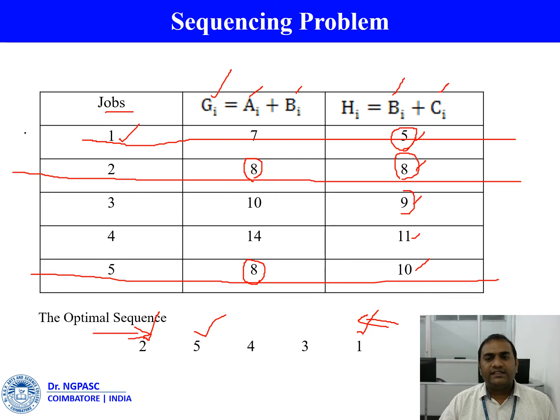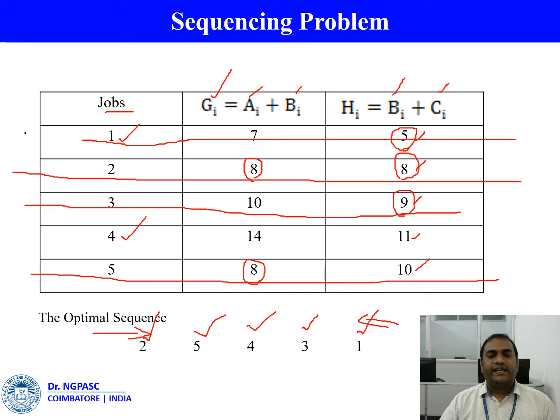Here 9 is the next smallest value in H. That means second machine. So write job 3 on the right, that means next to 1, and remove that row. Finally, we write the remaining job 4 in the center. Therefore we get the optimal sequence is 2 5 4 3 1.